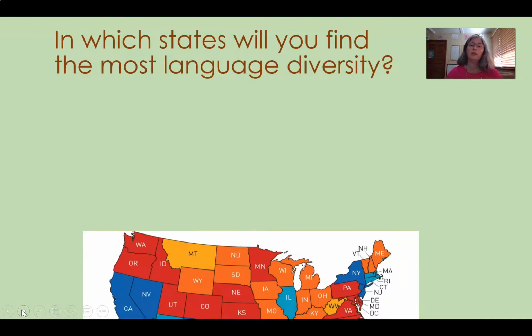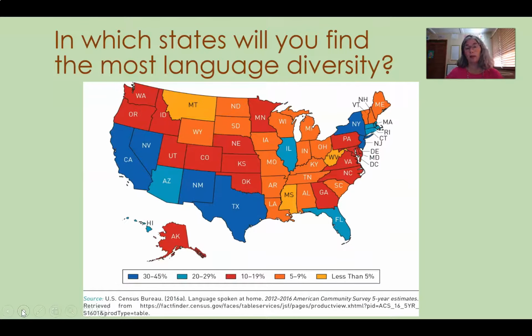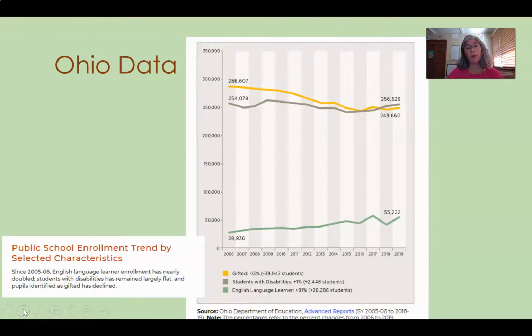Well, if you guessed Western and Southern, you would be correct. This is a nice map of the United States, and you can see the states with the most language diversity are dark blue and medium blue. So you can see where those are typically located. What about the state of Ohio?